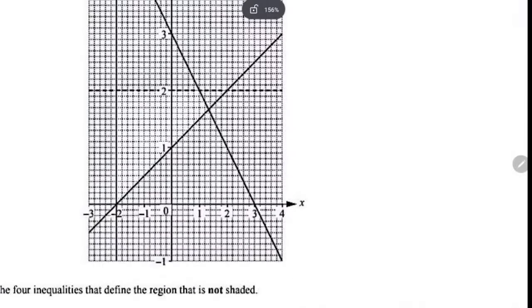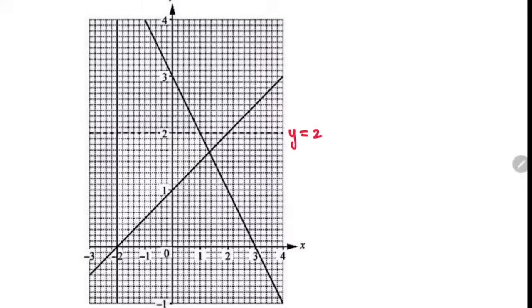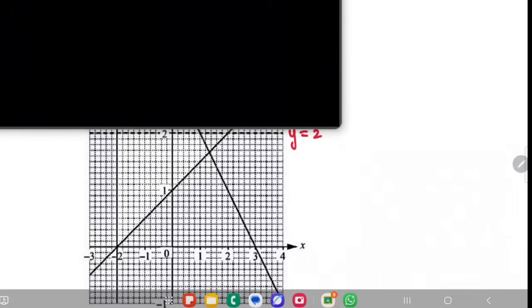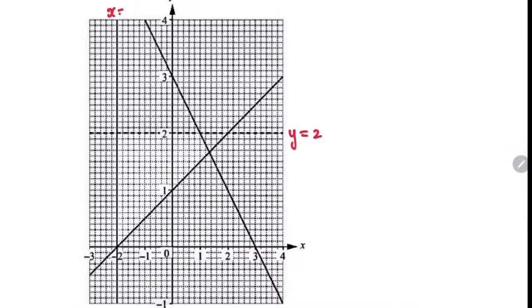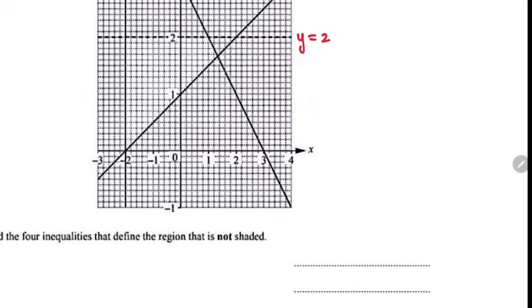You do it here again. You see there's this one. It's the line y equal to 2. Don't you dare say x equal to 2 because it's not even cutting the x-axis. This one does cut the x-axis and it cuts at -2. So this is going to be the line x equal to -2. Now we have these two slanted ones.